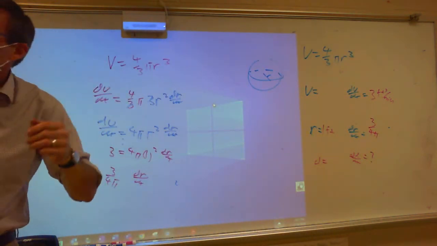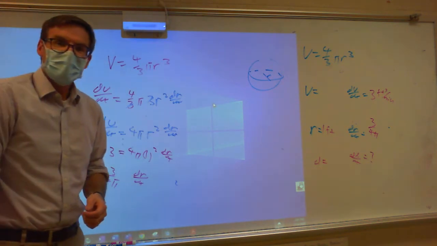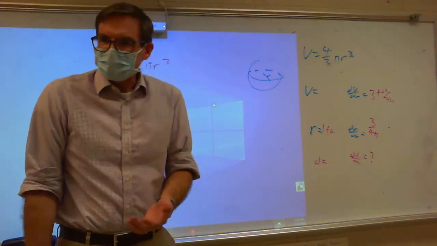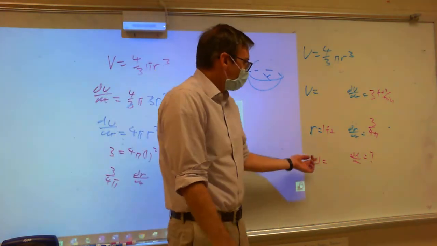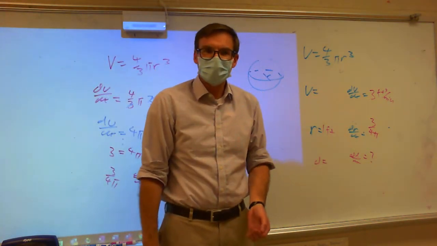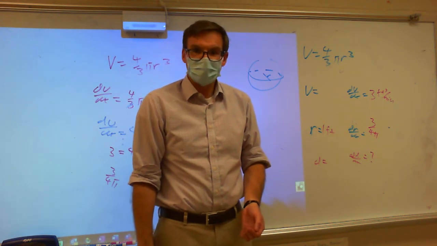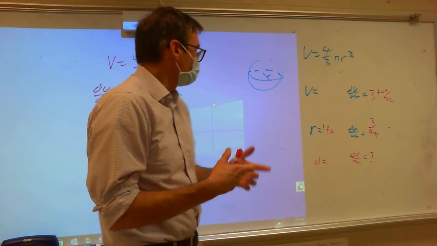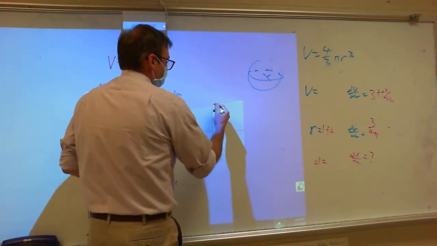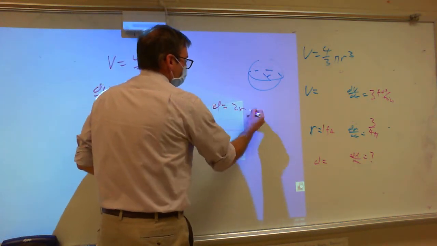I figured out the rate that the radius is changing. But the question didn't ask that, right? The problem said, how fast does the diameter change? Okay. Is there a relationship between the radius and the diameter? Yeah, there it is, right? The diameter is equal to 2r, isn't it?